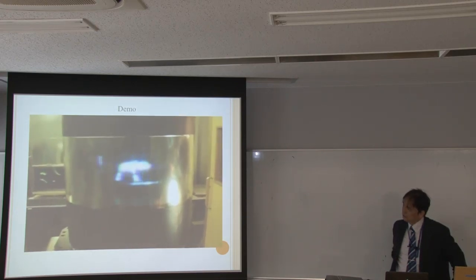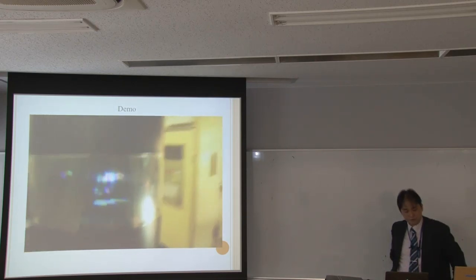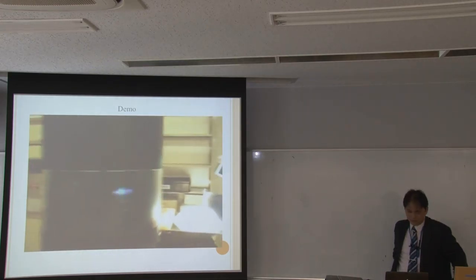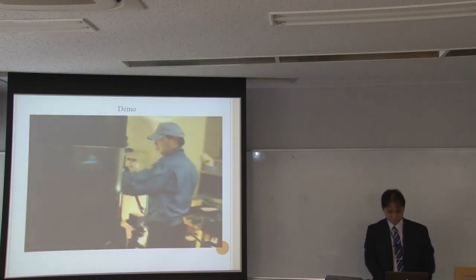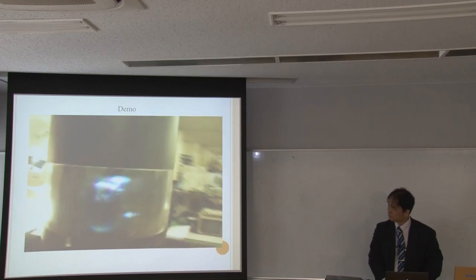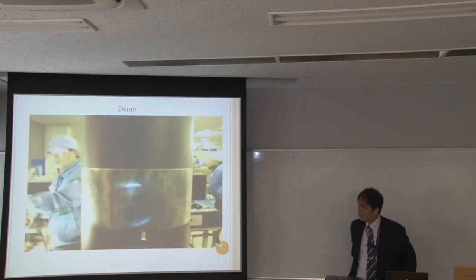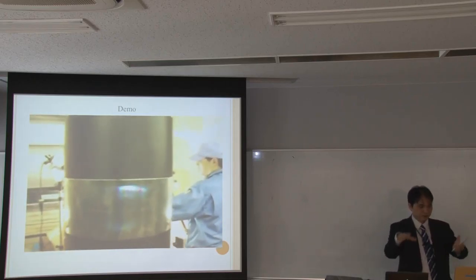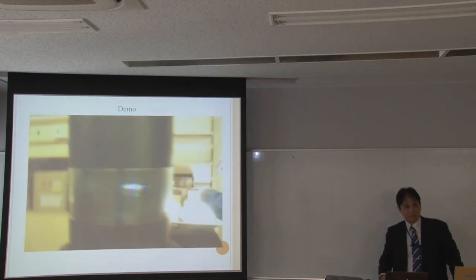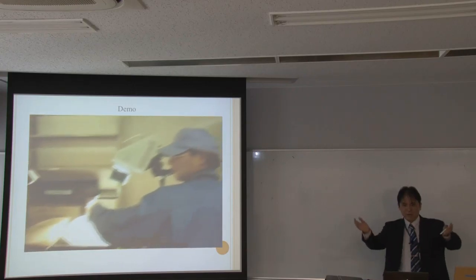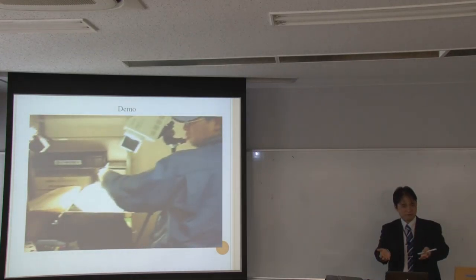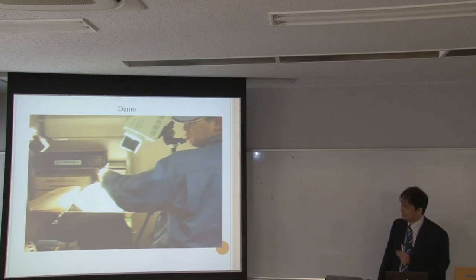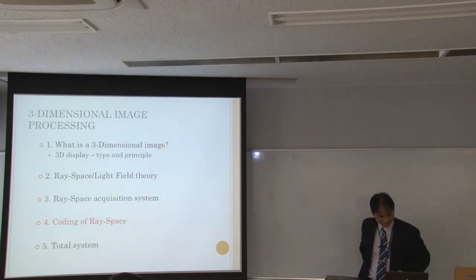Okay, so we used a very high-speed camera at 2,000 frames per second. So a high-speed camera is very dark, so we need very strong light. But the light is very hot, and we used a parabolic mirror. What happens? The pig burns. We get yakibuta.